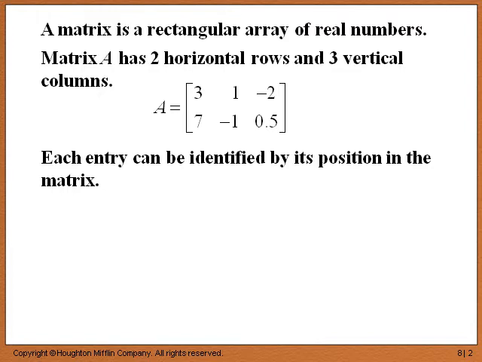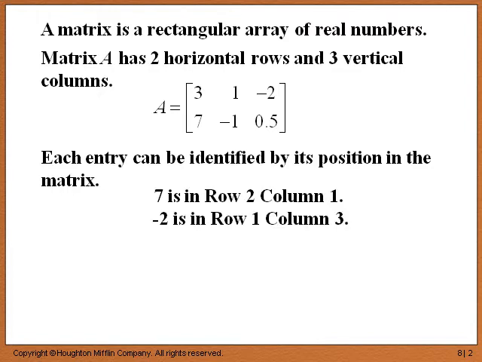Each entry can be identified by its position in the matrix. So 7, for example, in matrix A is in row 2, column 1. -2 is in row 1, column 3. So when you're describing the position of a matrix element, you always specify the row first and then the column.